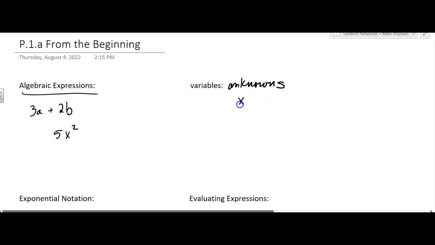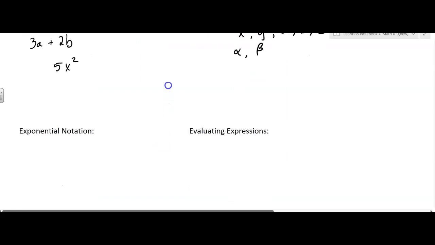So maybe we use x and y, or maybe we use a and b and c. If we want to use Greek letters like alpha or beta, those are a lot of times used in geometry, which we probably won't be doing a lot of, but we have the Greek letters we can use as well. But anything that represents an unknown, and usually we use letters to do that.